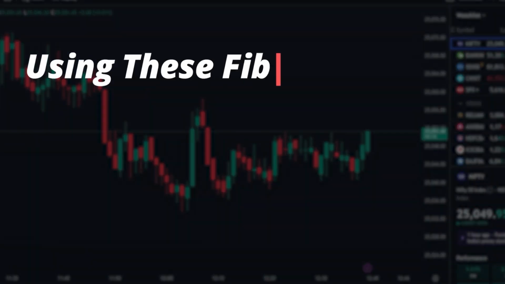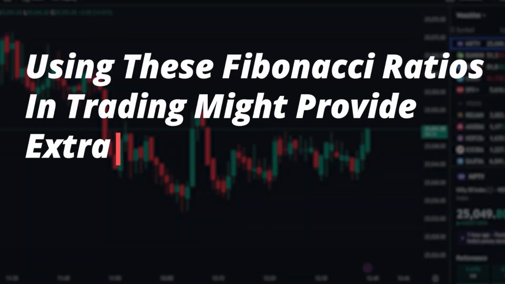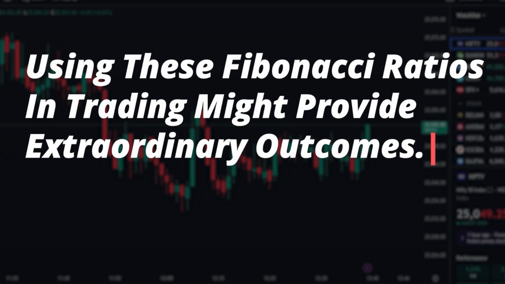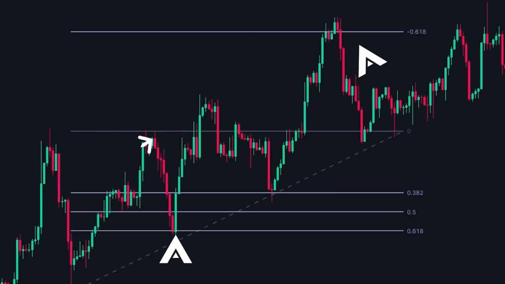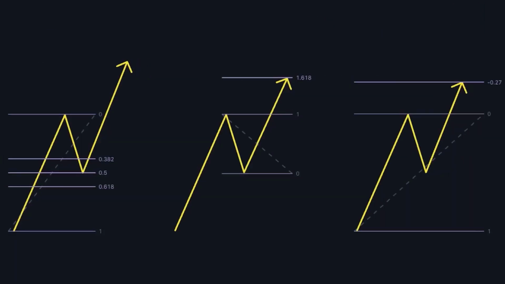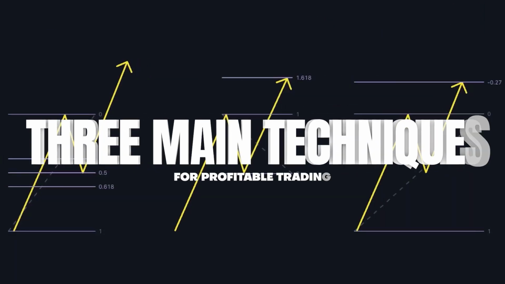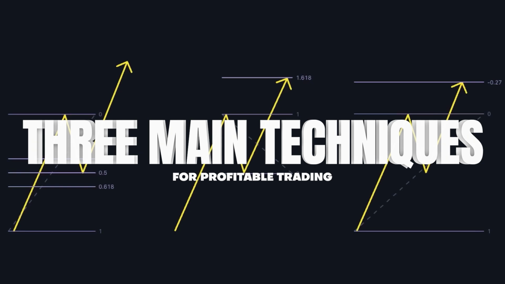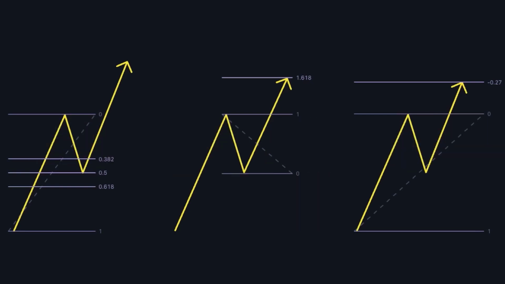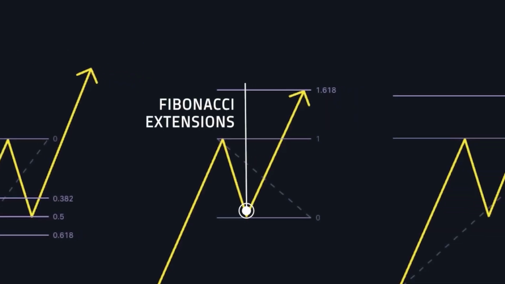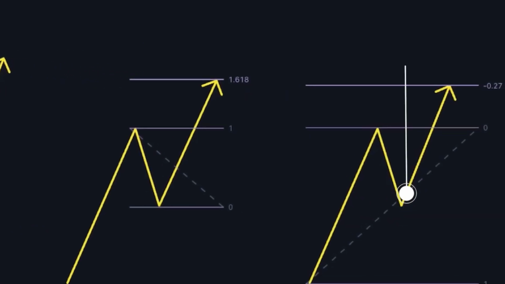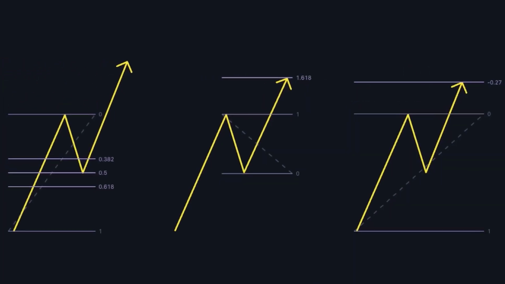Traders discovered that using these Fibonacci ratios in trading might provide extraordinary outcomes. They discovered that these ratios could accurately determine the beginning and finish of price fluctuations. Over time, traders have developed 3 main approaches for using these ratios for profitable trading. 1. Fibonacci retracements. 2. Fibonacci extensions. 3. Fibonacci projections. Each of these strategies can be studied in considerable detail.